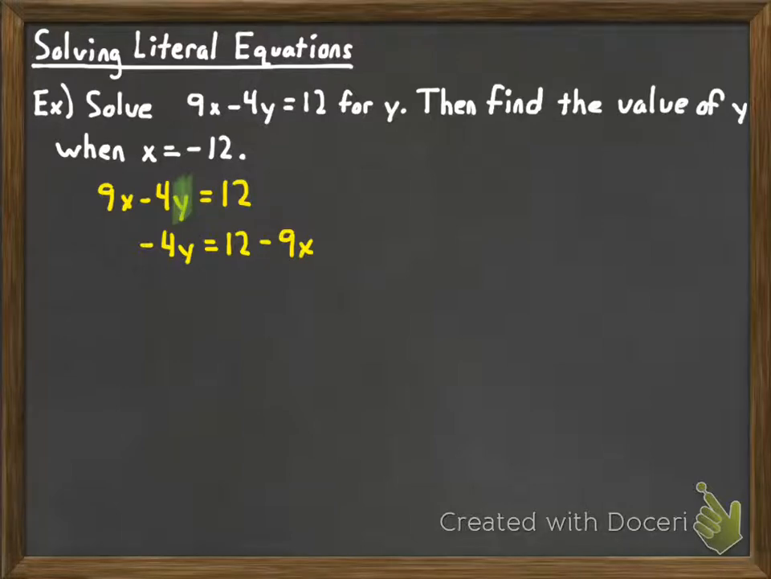We've got to cancel out the coefficient. And so we'll divide by negative 4. Now, negative 4y divided by negative 4 is just positive 1y. On the right side of the equation, when we divide this by negative 4, we need to make sure we divide each term by negative 4. That's basically the distributive property with division, if you will. All right? 12 divided by negative 4 is negative 3. Negative 9x divided by negative 4 is going to give you positive, because a negative divided by a negative is positive. And then we'll just say 9 over 4x.